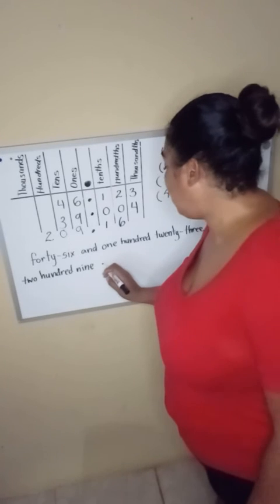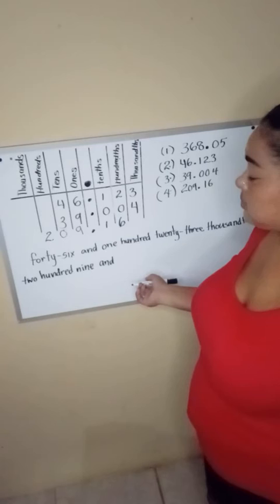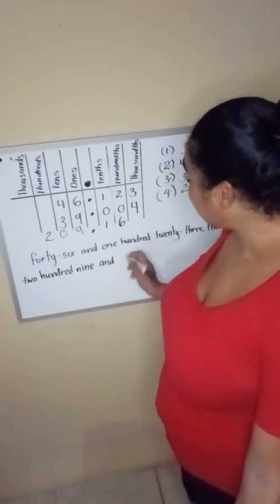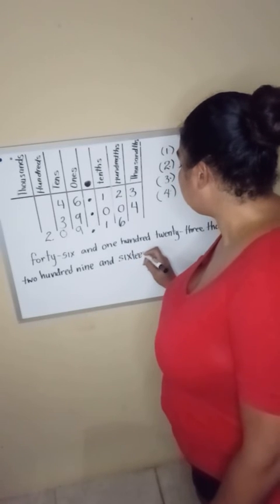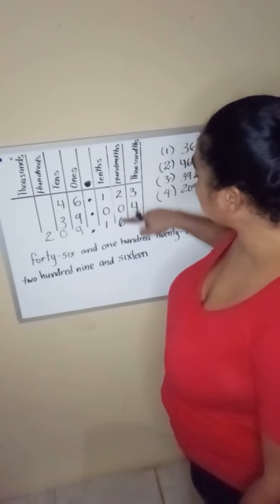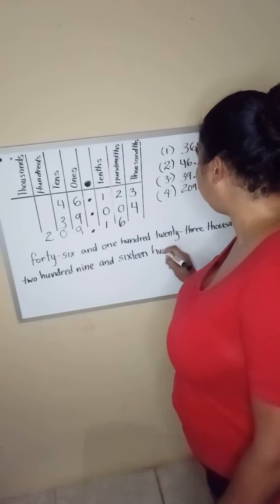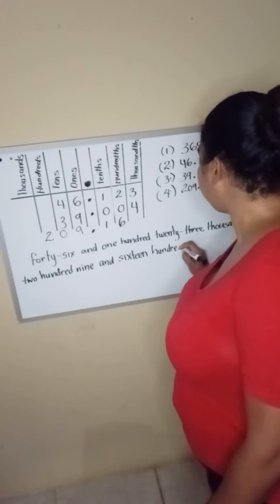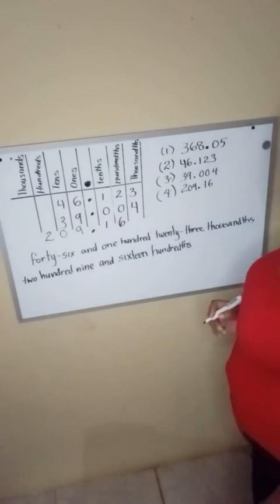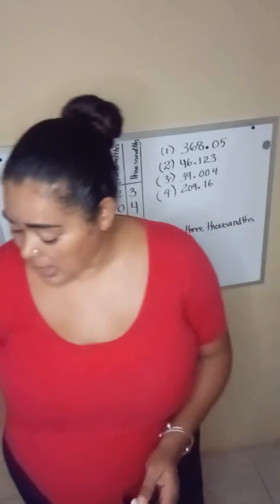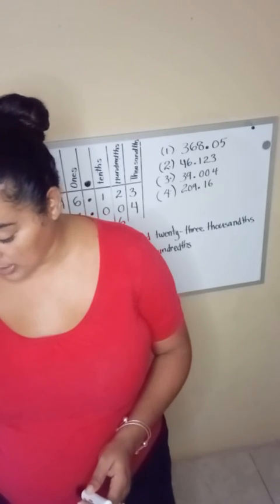And remember, the decimal means and. And 1 and 6 is what? 16, right? So you're going to write 16. 16 what? Where the 6 ends, you go up to hundredths. Okay? Awesome. Okay? So that is basically how you're going to work on the first section, right?